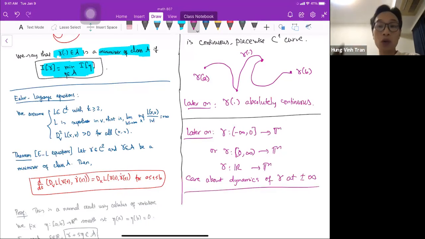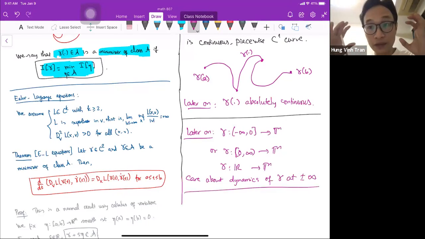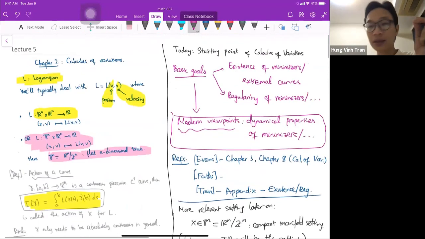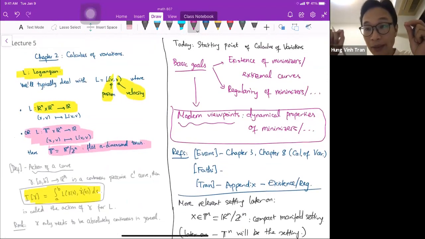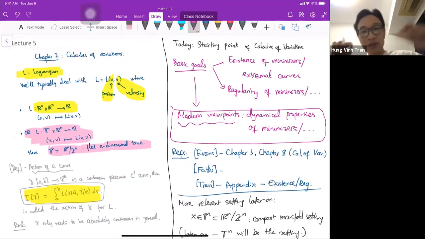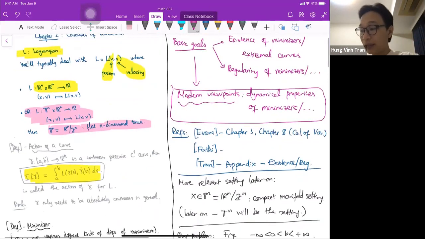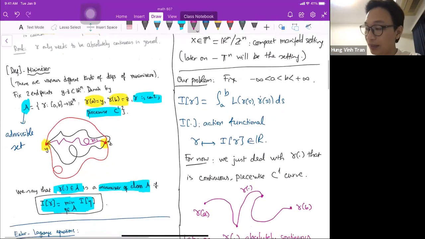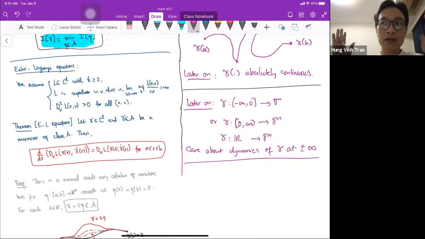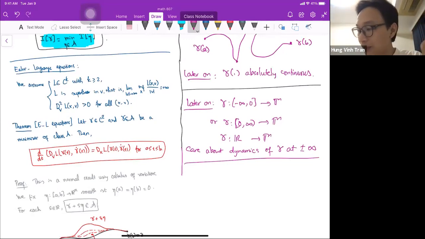So that's going to be a more modern viewpoint, because if you fix the interval and only have the problem in a fixed length, everything is rather classical. As I said, we're going to study existence and regularity of such minimizers. But the modern viewpoint is that we care about the behavior of curves at infinity, how they're going to behave. Can we study the large time behavior of the curves, and can we study the ergodicity of the curves? That's going to be really about dynamical properties, but that's later.